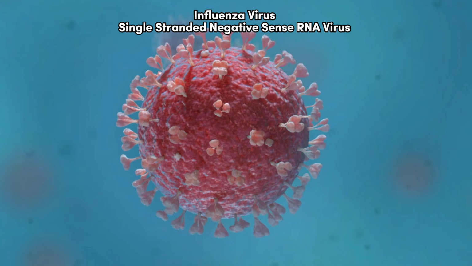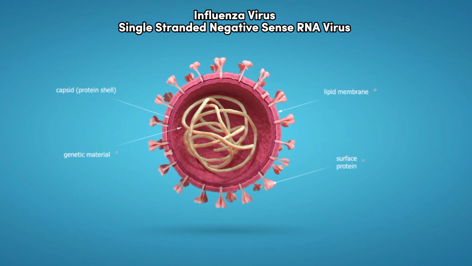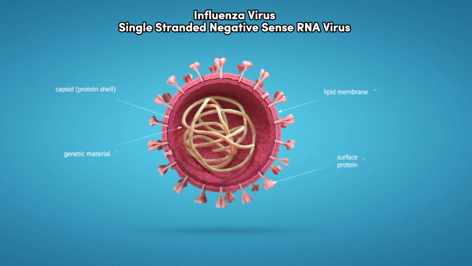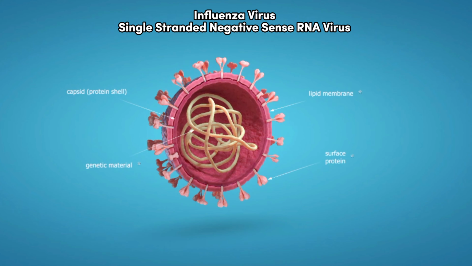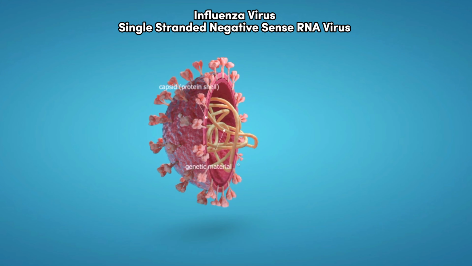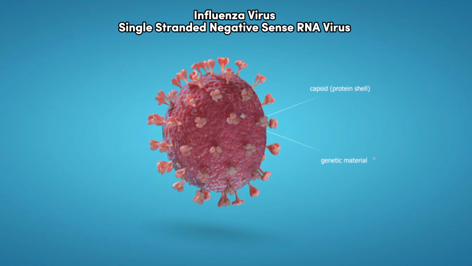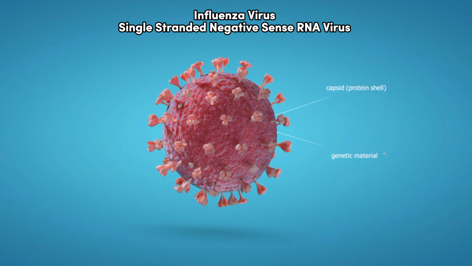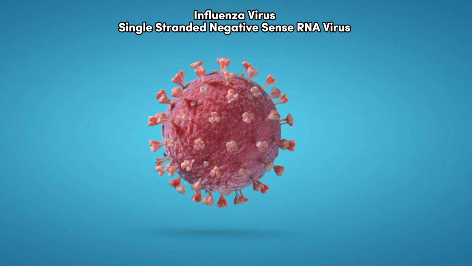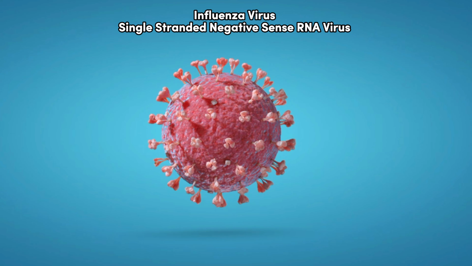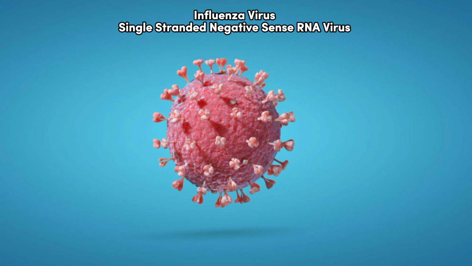Retroviruses have a single-stranded RNA molecule that is reverse transcribed into DNA once inside a host cell. The DNA is then integrated into the host cell's genome, where it can be transcribed and translated into new virus particles. Examples include HIV and human T-cell leukemia virus.